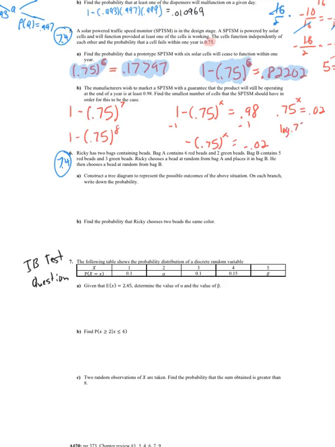And I get log of 0.75 times x equals log of 0.02. So x equals log of 0.02 divided by log of 0.75.